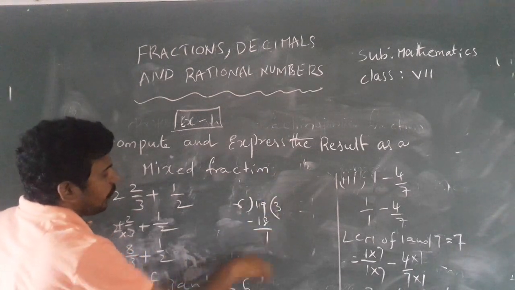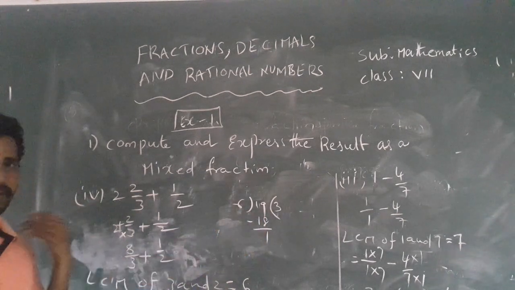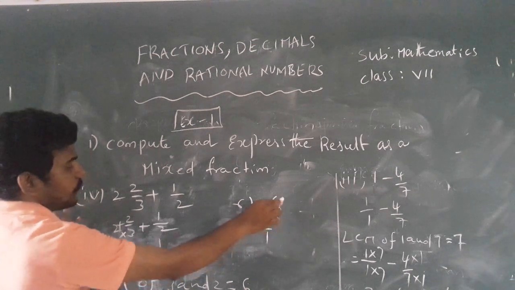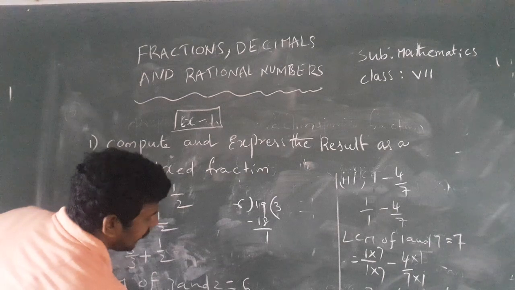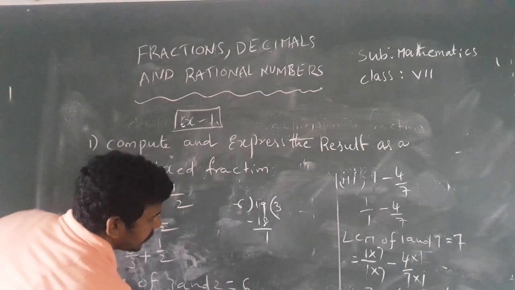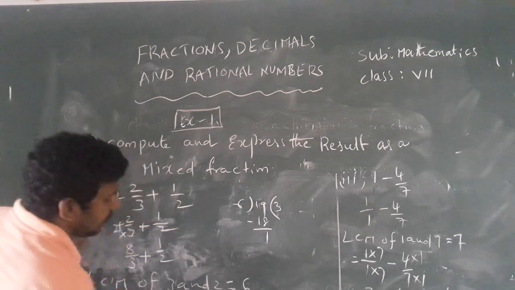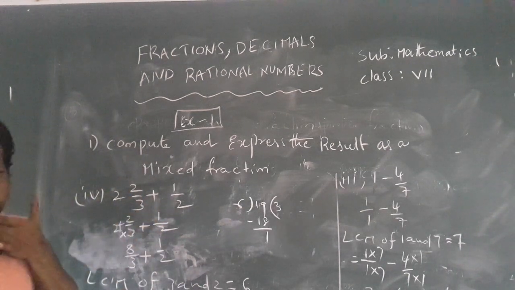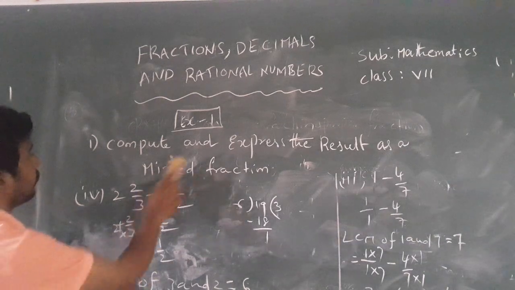So 19 minus 18, how much, children? 1. Then you write the leftover 1. So here the quotient, remainder, divisor: 3 1 by 6. This is the mixed fraction. So 3 1 by 6 is the answer of 2 by 3 plus 1 by 2. Next, second bit: arrange the following in ascending order.